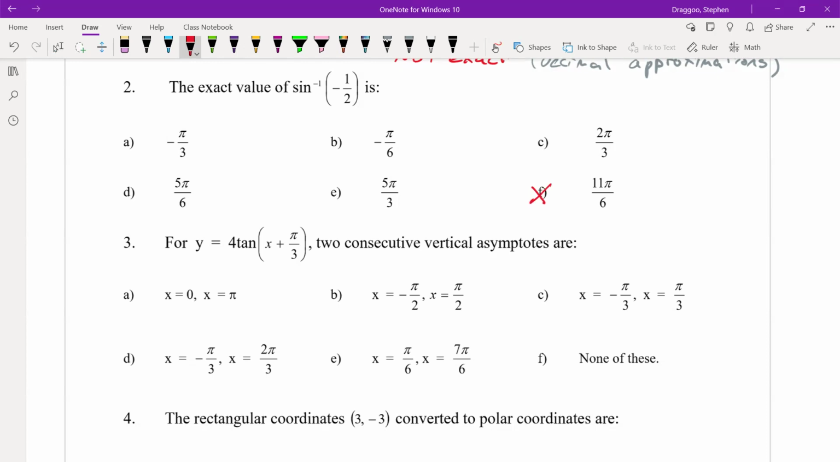Because it is the inverse function, I have to pick the answer that the inverse function will give, which is not 11 pi over 6, but is instead negative pi over 6. Those two are coterminal angles, but only one of those is an answer that sine inverse will give us. So make sure you pick the appropriate one. This case being negative pi over 6.